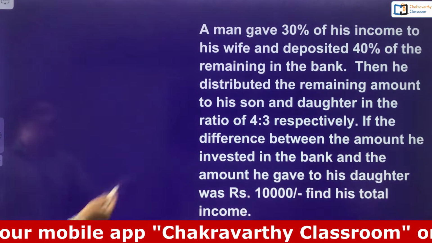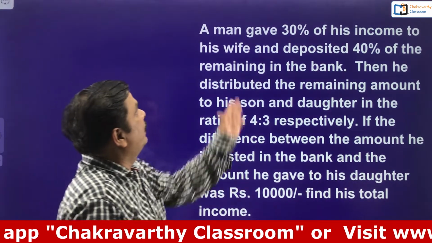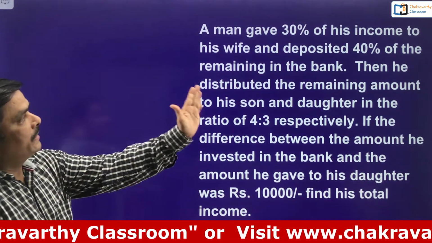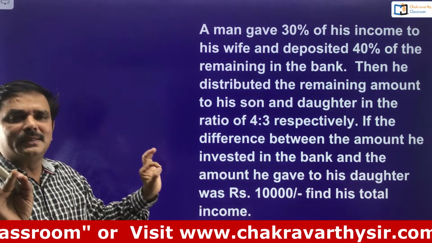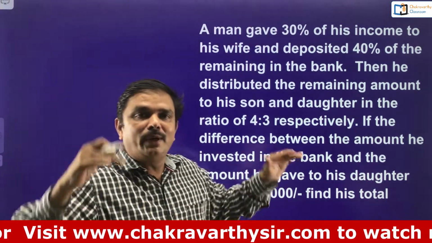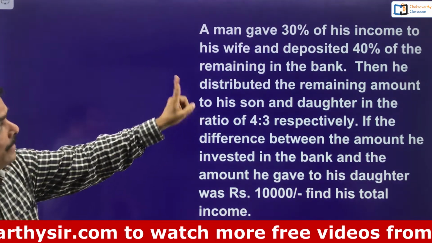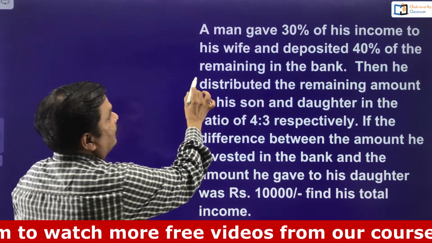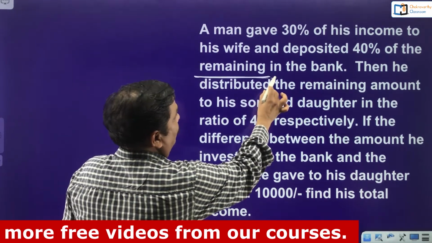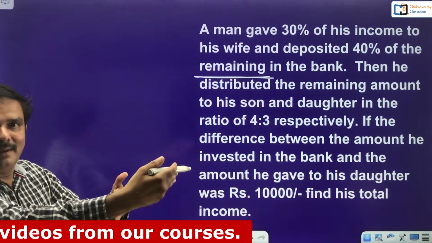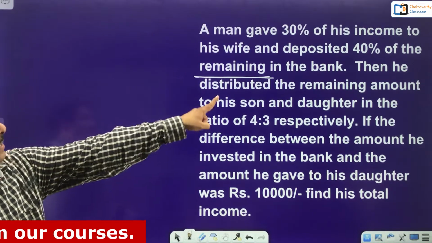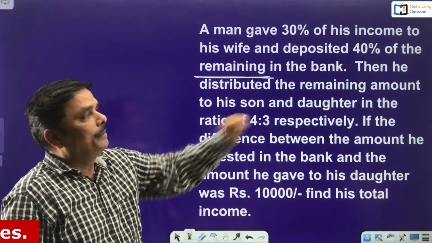Let's start this one. How they have given: a man gave 30% of his income to his wife. Simple sentence, right? While reading the sentence only, try to analyze it. 30% of income to his wife and deposited 40% of the remaining in the bank. I have given good techniques for the remaining-based problems.